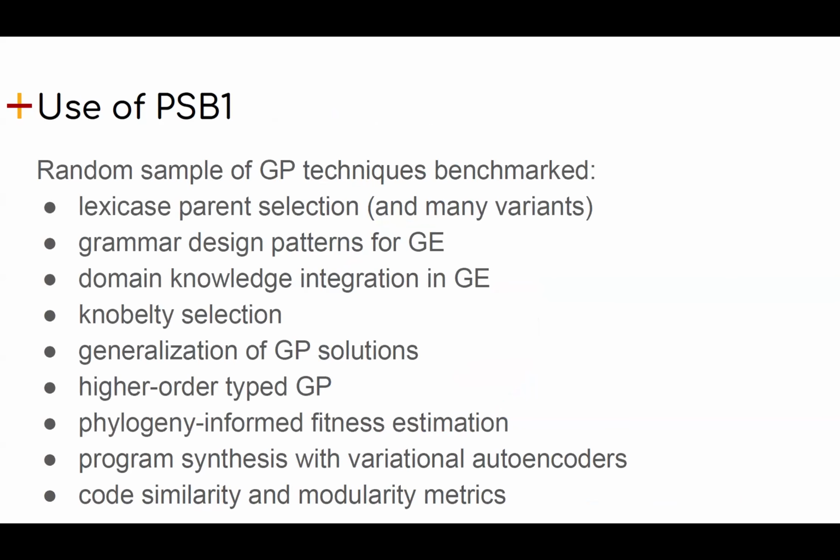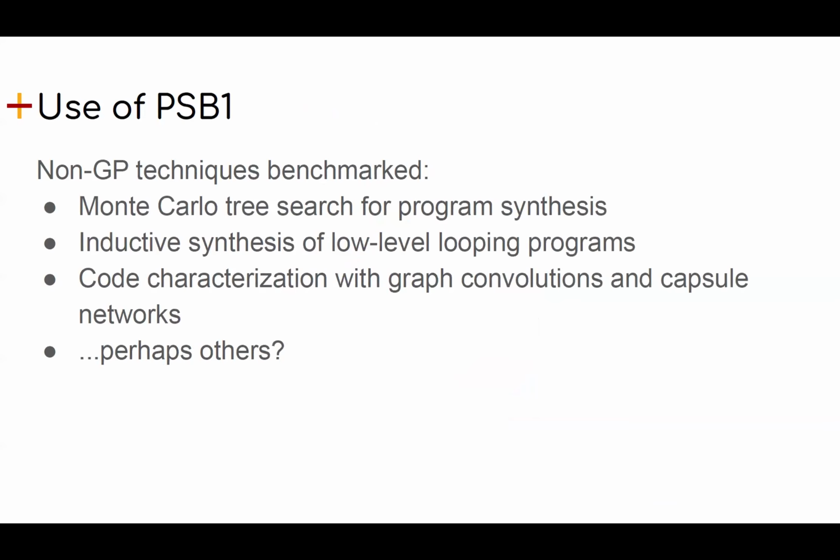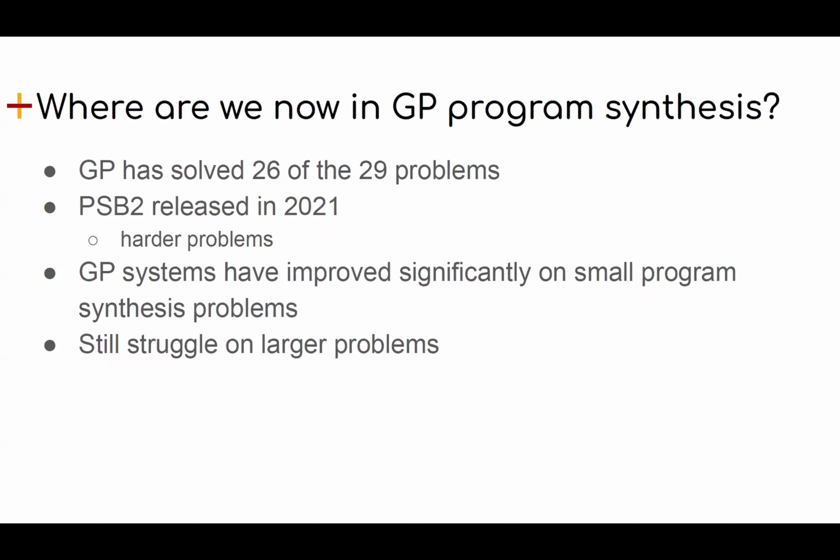I'm not going to go through all of these examples, but I just wanted to put a list of different GP methods, different GP components that have been benchmarked using these problems, just to show the breadth of where these have been used in developing and improving GP systems, as well as, I know of at least 3 examples of non-evolutionary methods that have been used as program synthesis methods to solve these problems as benchmark problems as well.